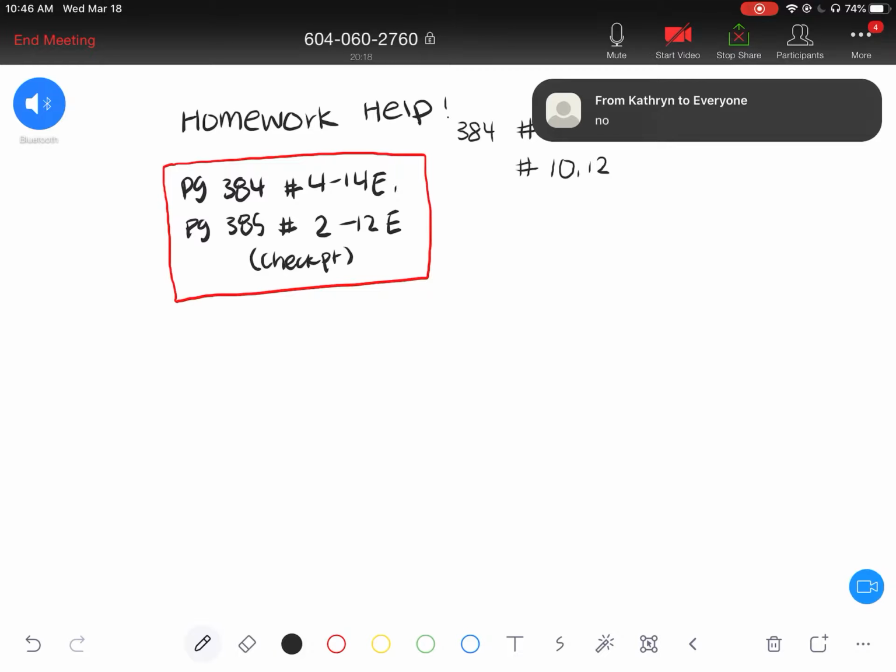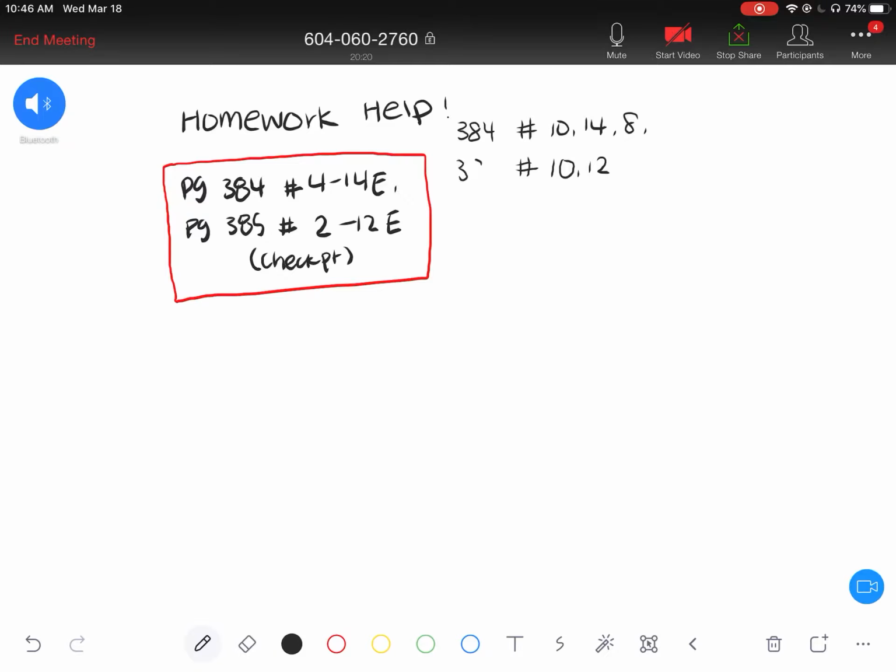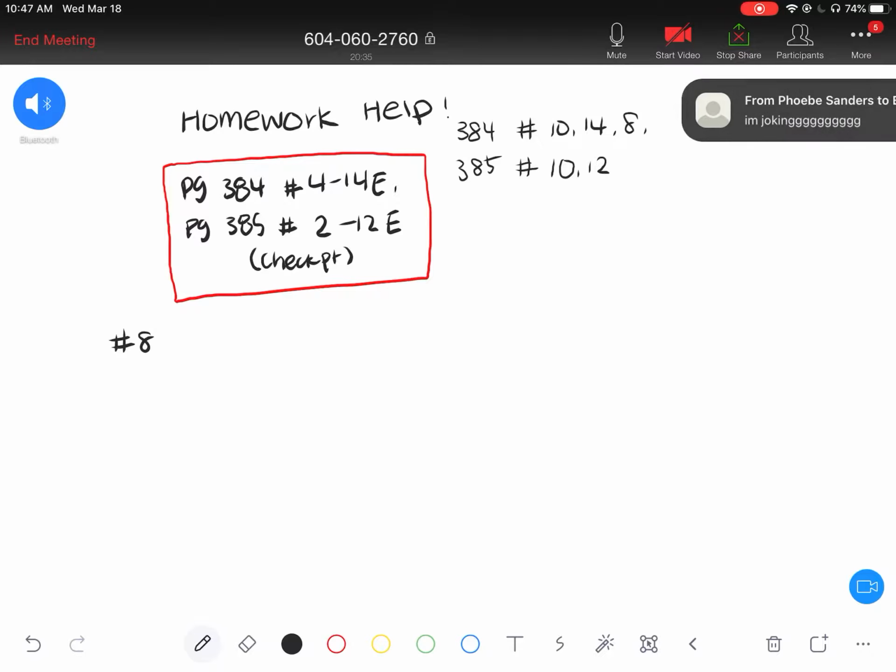This is from 384. Okay, so let's take a look at it. I'll go in number order. I'll do 8 first. Once we start, we'll be able to get a hold of it.